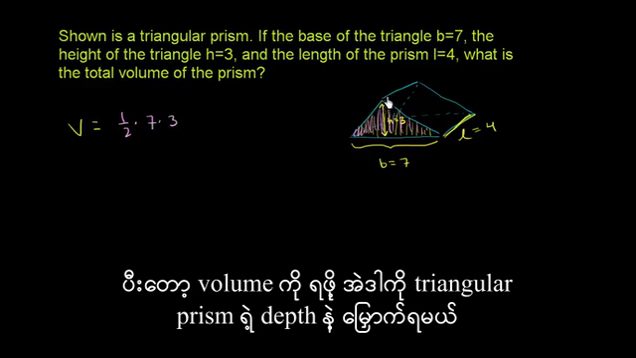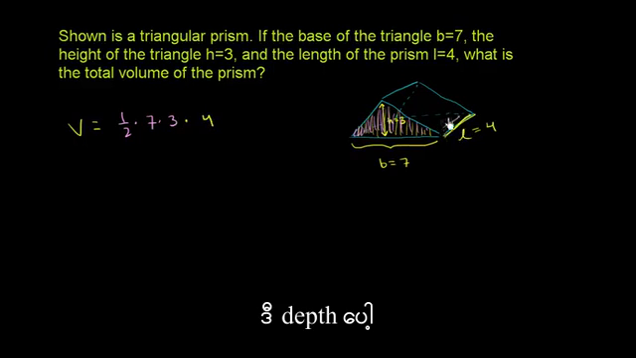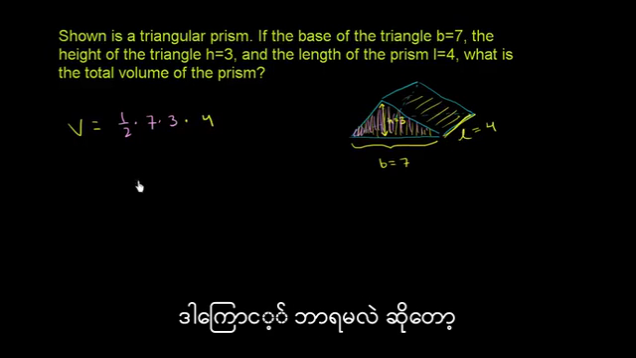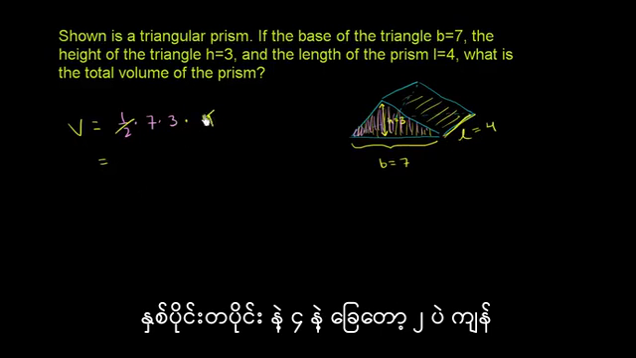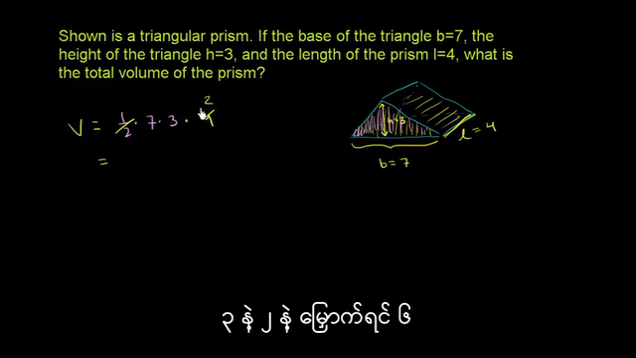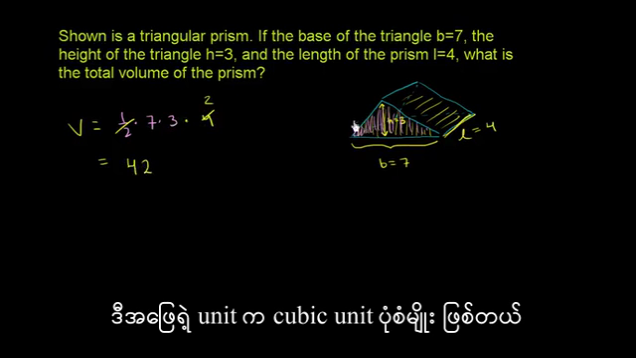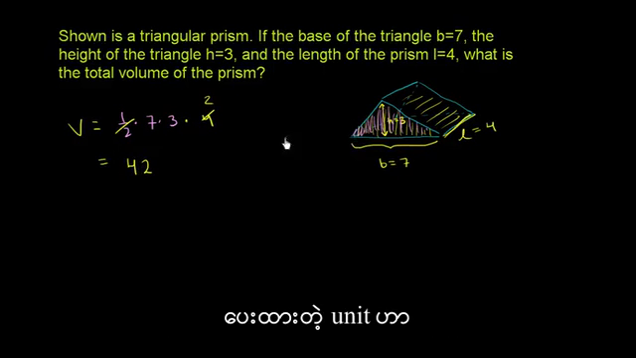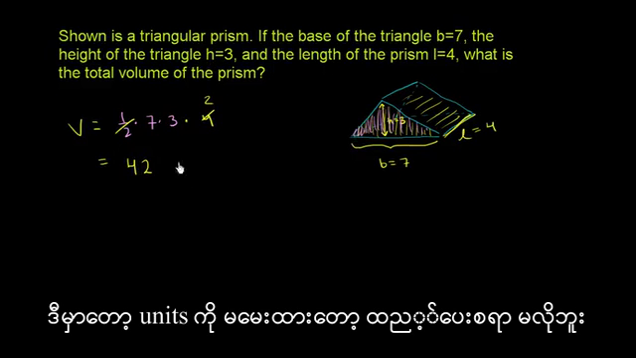Then we're going to multiply it by our depth of this triangular prism. So we have a depth of 4. We multiply that times the 4, times this depth. And we get, let's see, 1/2 times 4 is 2. So these cancel out, you'll just have a 2. And then 2 times 3 is 6. 6 times 7 is 42. And it would be in some type of cubic unit. So if these were in, I don't know, centimeters, it would be centimeters cubed. But they're not making us focus on the units in this problem.